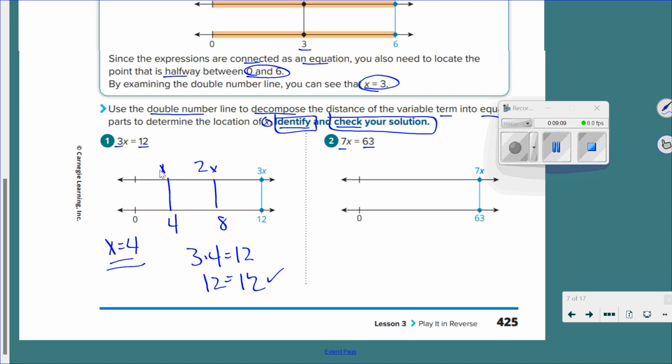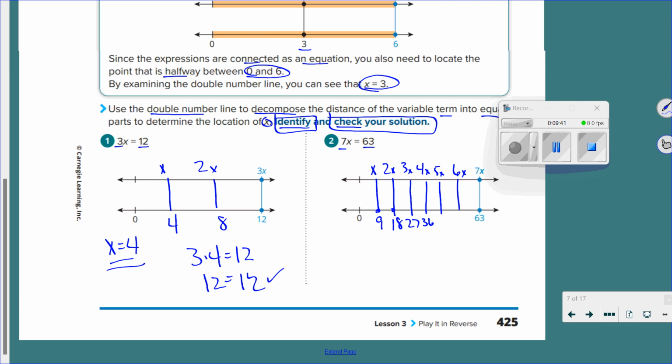In this case, I need 7. So 1, 2, 3, 4, 5, 6, 7. X, 2x, 3x, 4x, 5x, 6x. Hush, guys. So to break it into 7 intervals, what would I go to get all the way back to x? What's 63 divided into 7 pieces, guys? 9. Let's check it. 9, 18, 27, 36, 45, 54, 63.